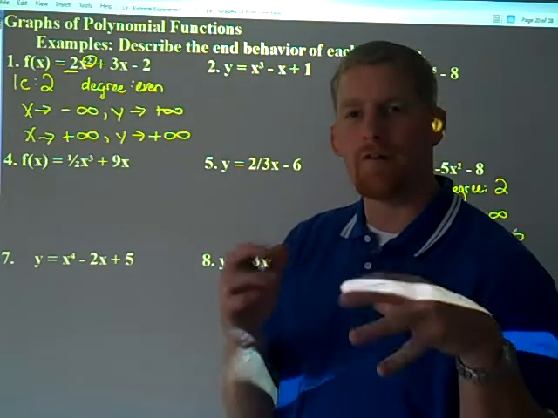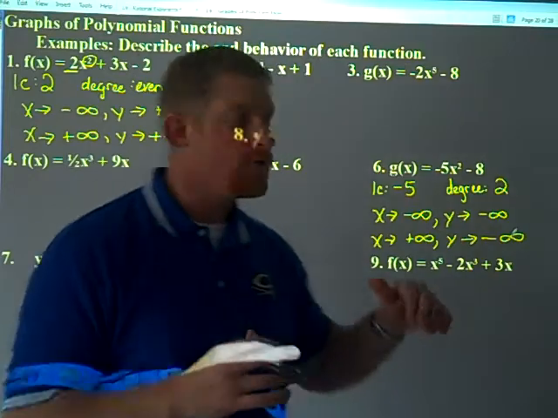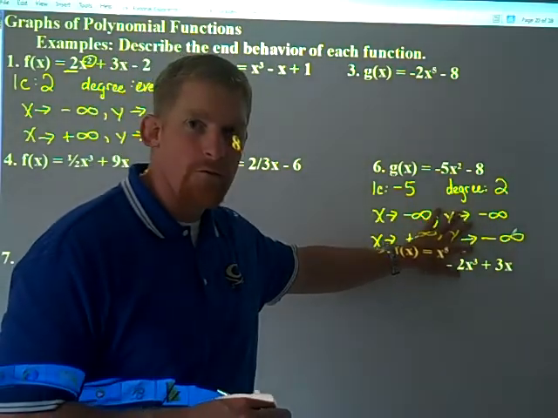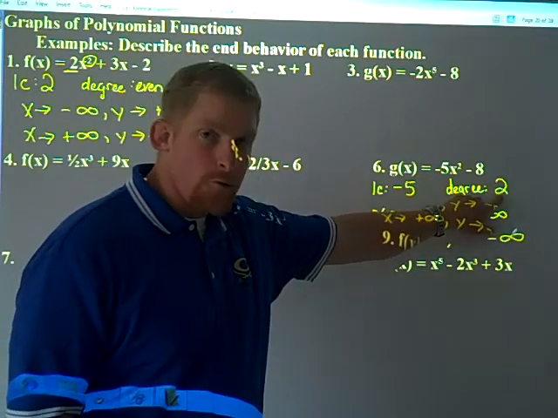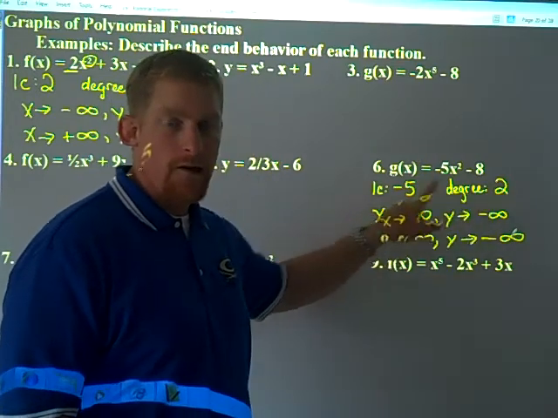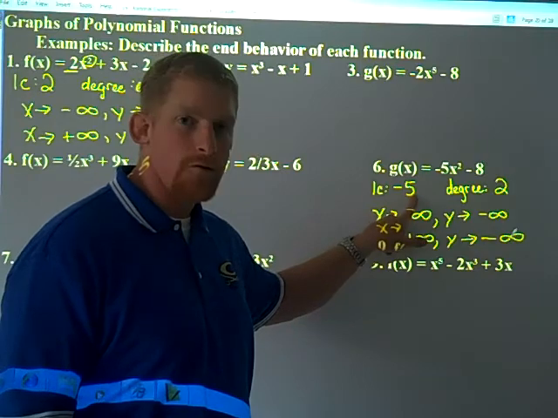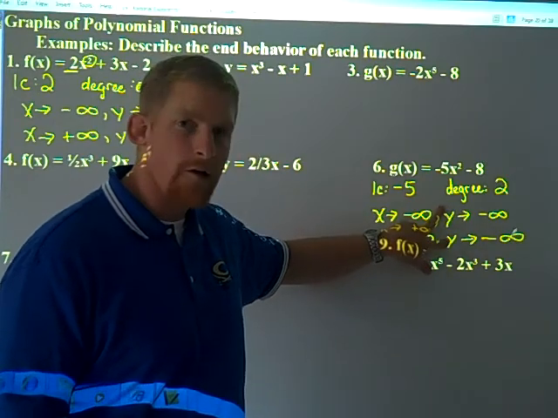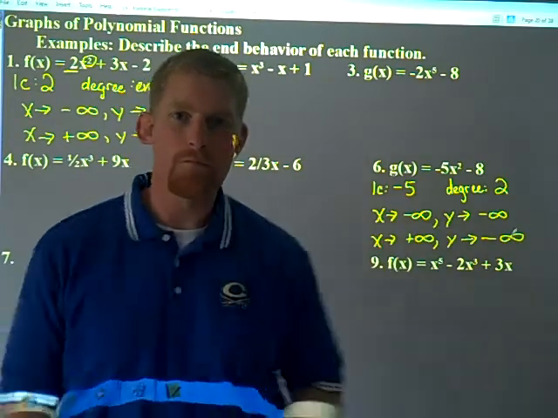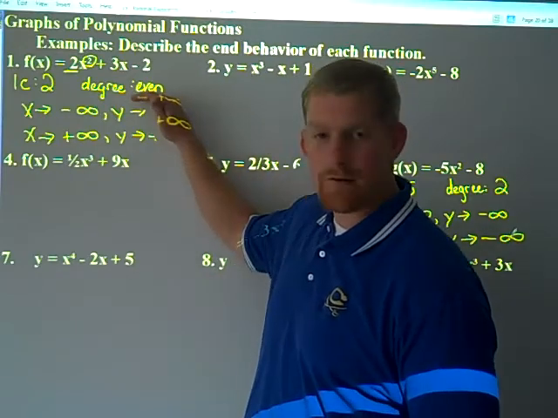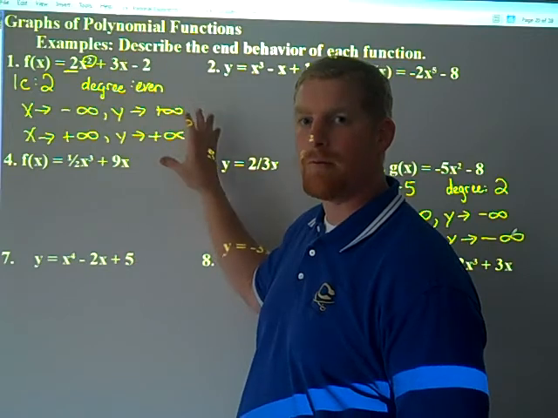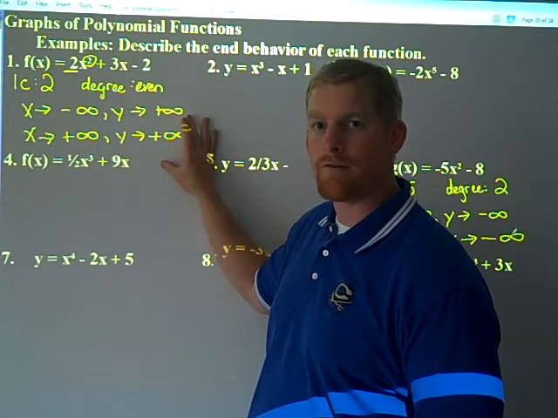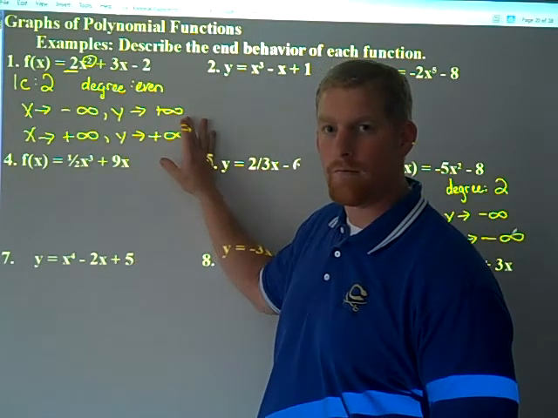Because the leading coefficient is negative, our direction for the end behavior is going to be facing down. The degree has to be even, and with a negative leading coefficient, your end behavior is negative infinity. If your degree is even and your leading coefficient is positive, your end behavior will be positive infinity for y.